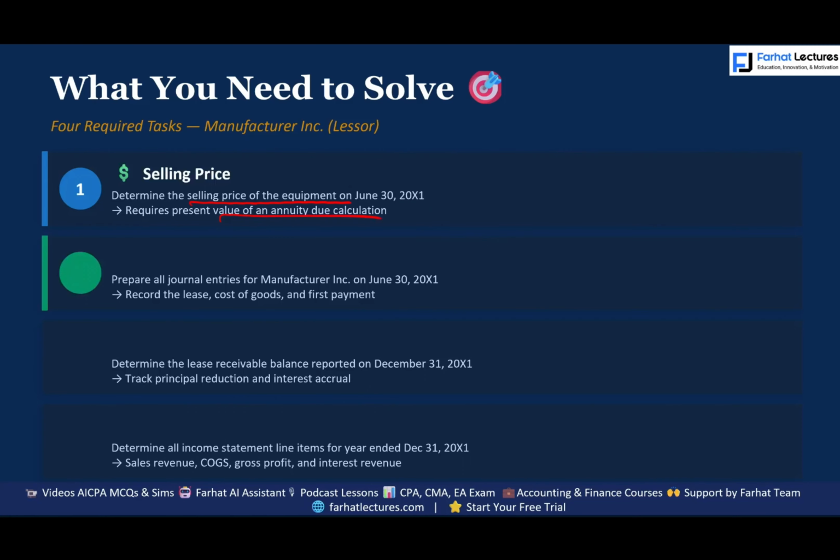We have to prepare the journal entries for the initial entries, when the manufacturer, the lessor, initially records the sale. Remember, this is a sale. First, we find the price. Then we are going to record the journal entry. Then we are going to determine the lease receivable balance as of December 31st, X1. In other words, what's the balance at the end of the year?